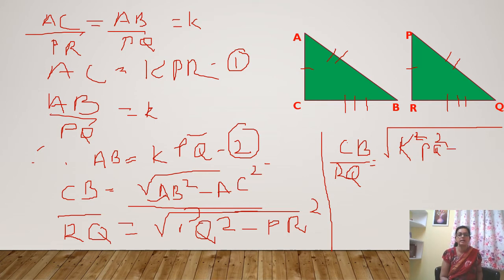Minus, and let us replace this AC squared. Over here you can see AC is over here. So replace this AC squared with K squared PR squared. Can you see on the right side over here? KPR. So we are going to replace this AC with this KPR. So if AC is KPR, then AC squared will be K squared PR squared.